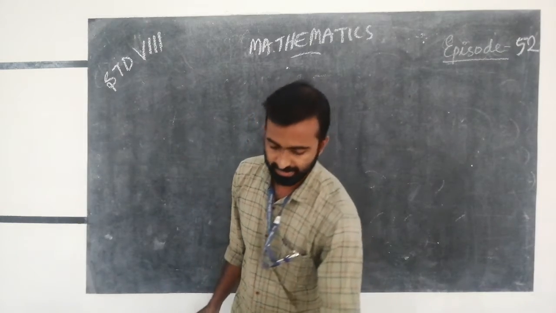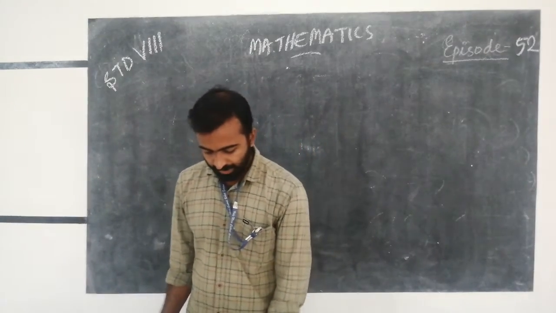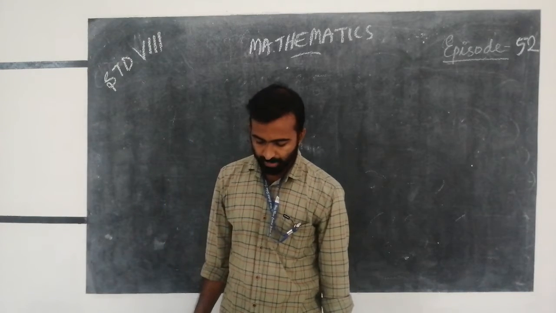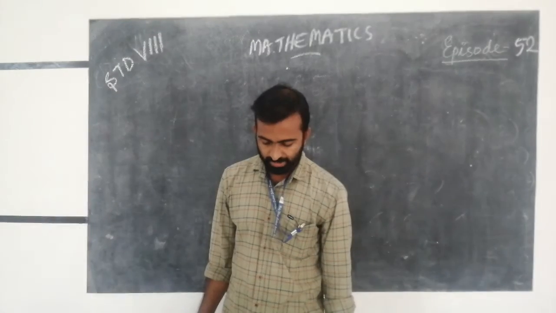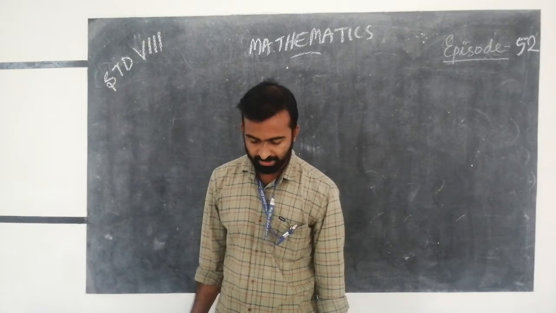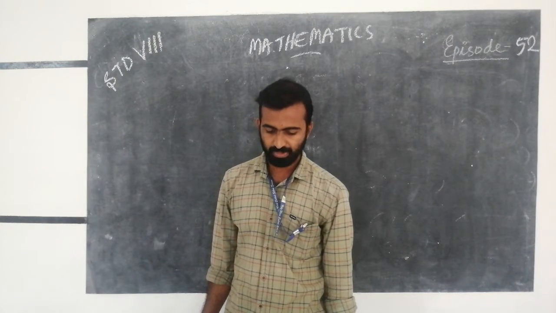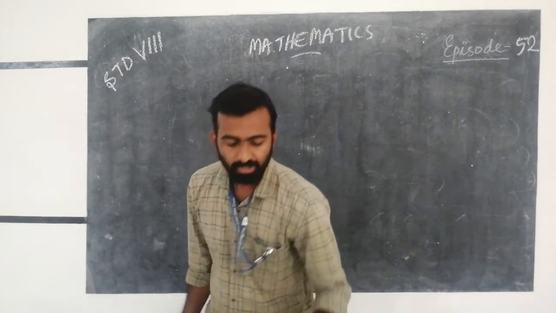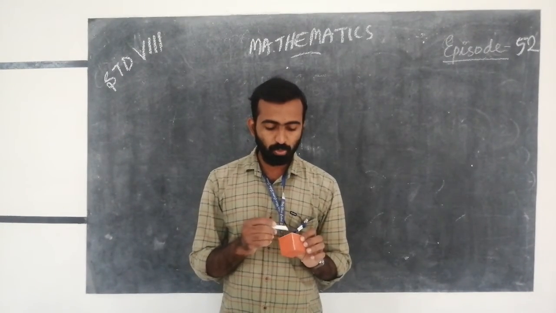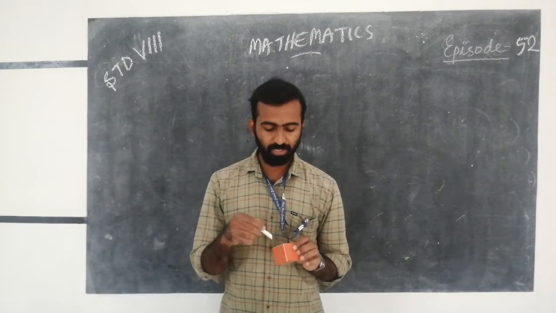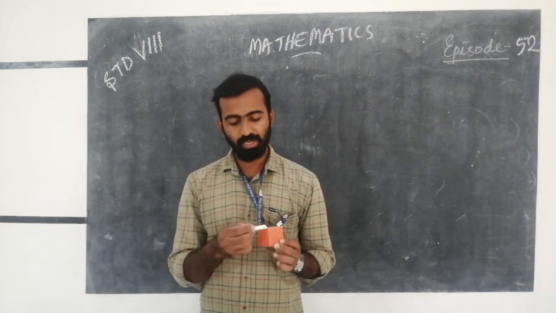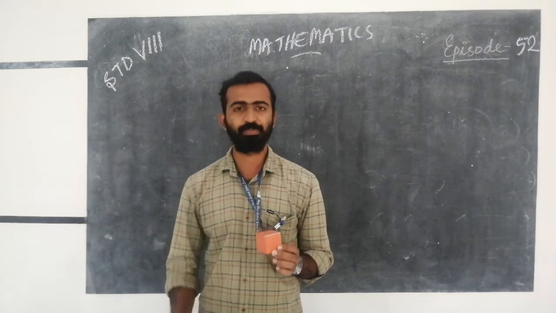Is it? Yes. A polyhedron is said to be regular if its faces are made up of regular polygons and the same number of faces meet at each vertex. That is, at this vertex, 1, 2, 3 faces, and in this one also 1, 2, 3.